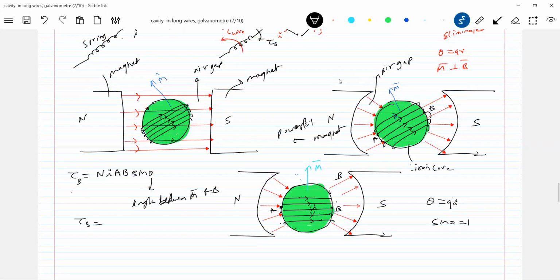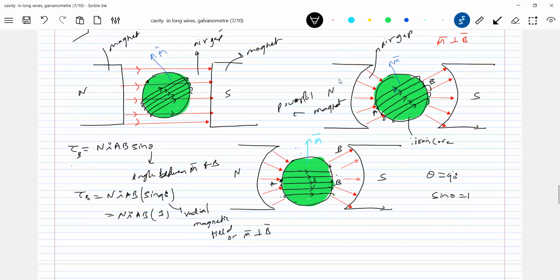So then this will become NIAB sine 90. Why sine 90? Radial magnetic field. Write it here: M bar perpendicular to B bar. Okay, these are both this one. And now, this is the torque set up by the magnetic field.